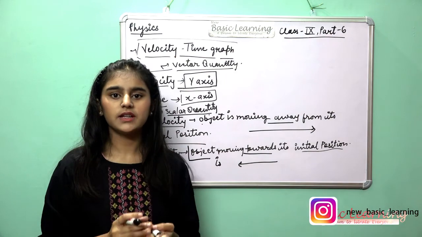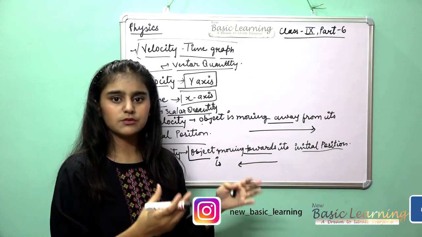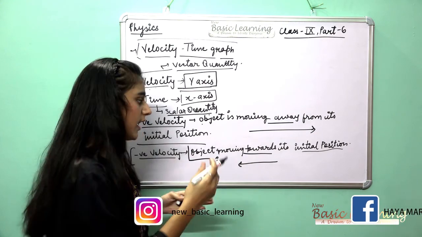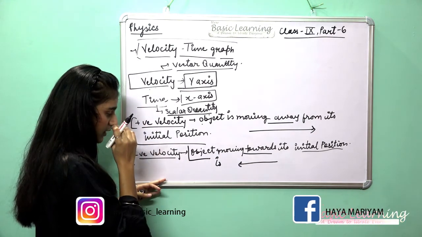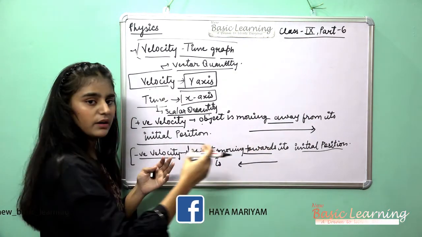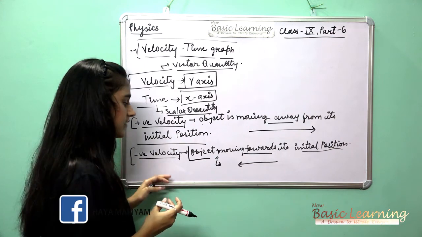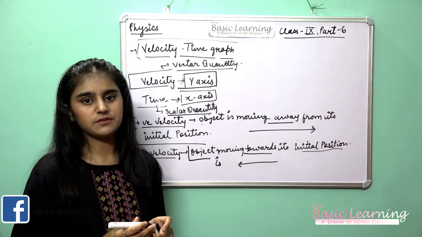पॉजिटिव वेलोसिटी वो होती है जब ऑब्जेक्ट दूर जाता है उसकी इनिशियल पोजीशन से, एंड नेगेटिव वेलोसिटी वो होती है जो इनिशियल पोजीशन के ऑब्जेक्ट जो है वो इनिशियल पोजीशन के पास आ रही है. सो दैट इज द नेगेटिव वेलोसिटी.